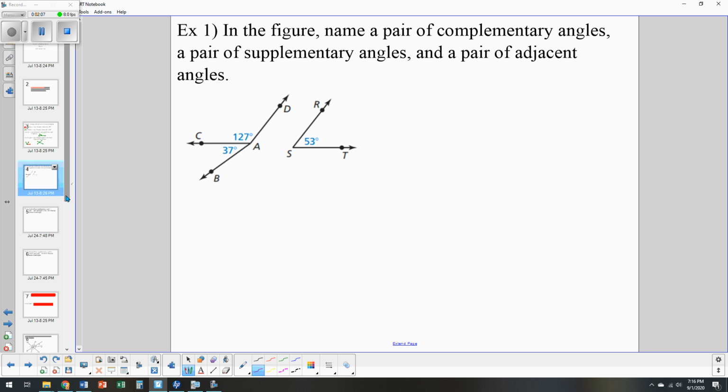For our first example, we're going to look at the figure and name a pair of complementary angles, a pair of supplementary angles, and a pair of adjacent angles. So we know for complementary they have to add to 90. So if I look, 37 plus 53 adds to 90. So that means for my complementary angles, remember we name angles by 3 letters. So that's going to be angle BAC and angle RST.